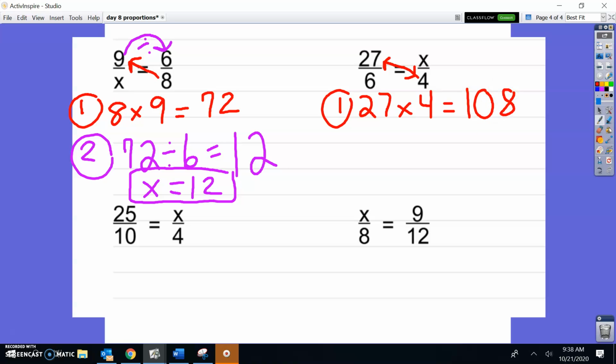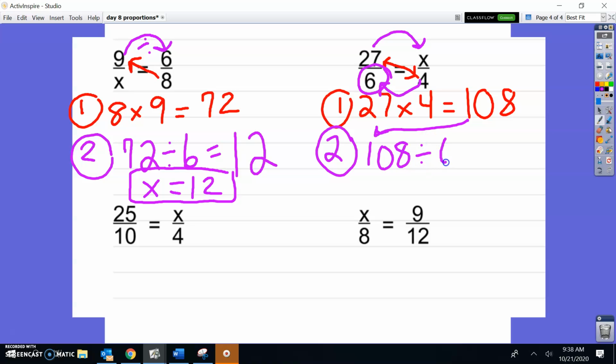That's my first step. And then my second step is to take 108, and if you notice, x is my numerator, so I'm going to divide by my remaining number, which is 6. So step number 2 is to take 108 divided by my remaining number, which is 6. 108 divided by 6 is 18. So x equals 18.